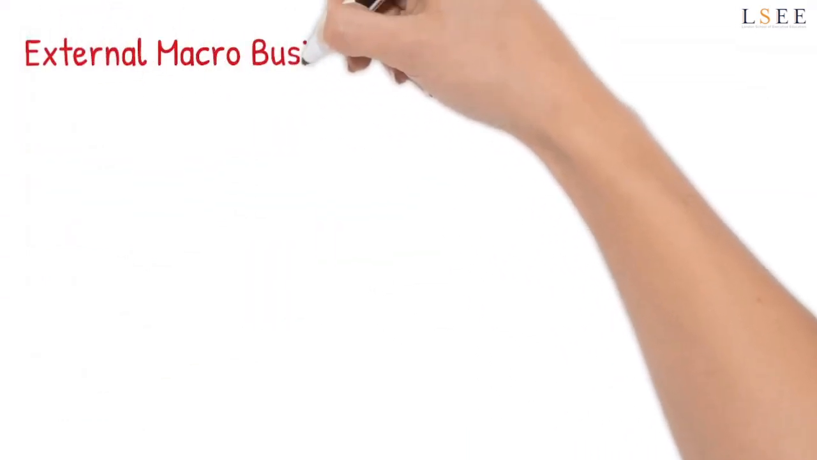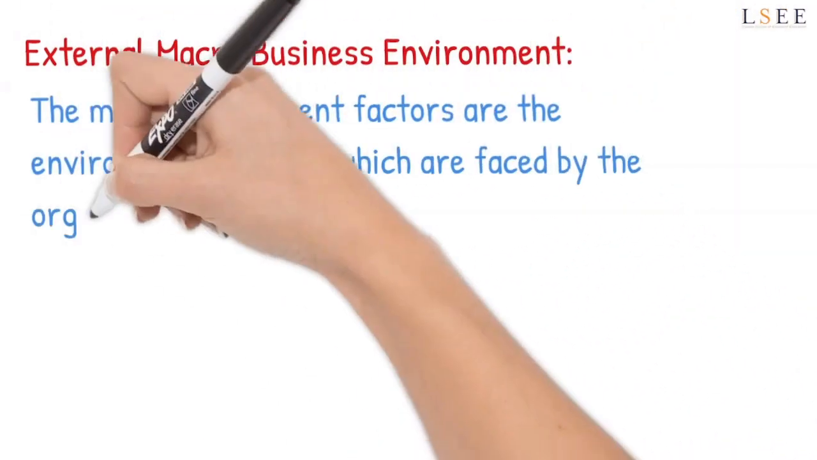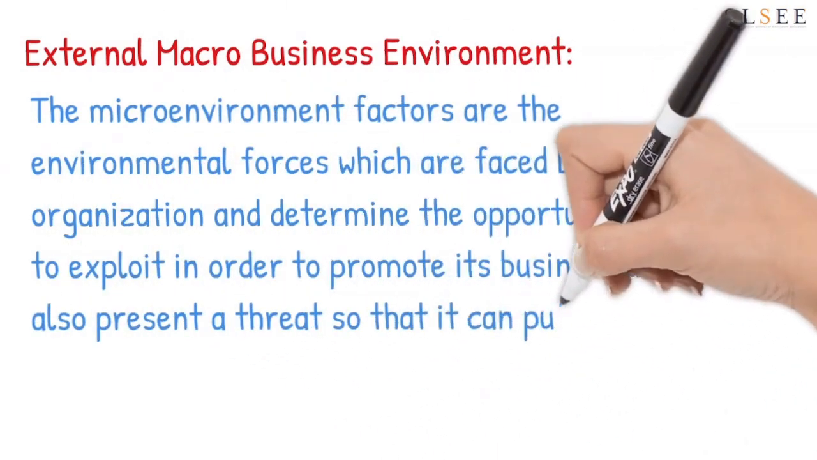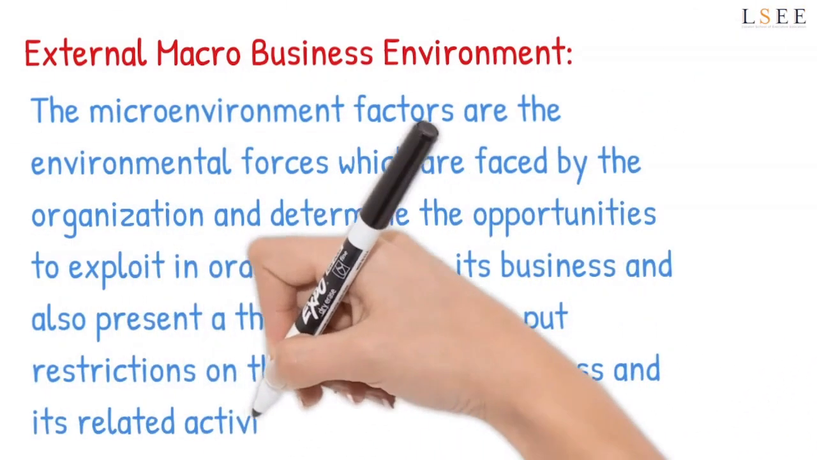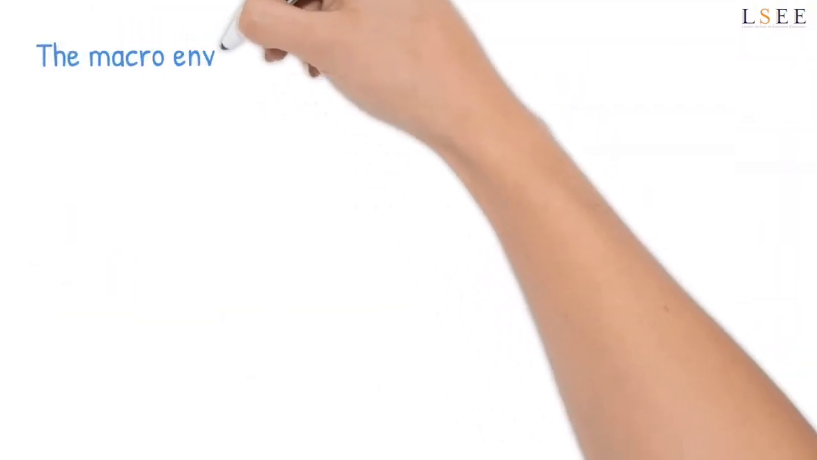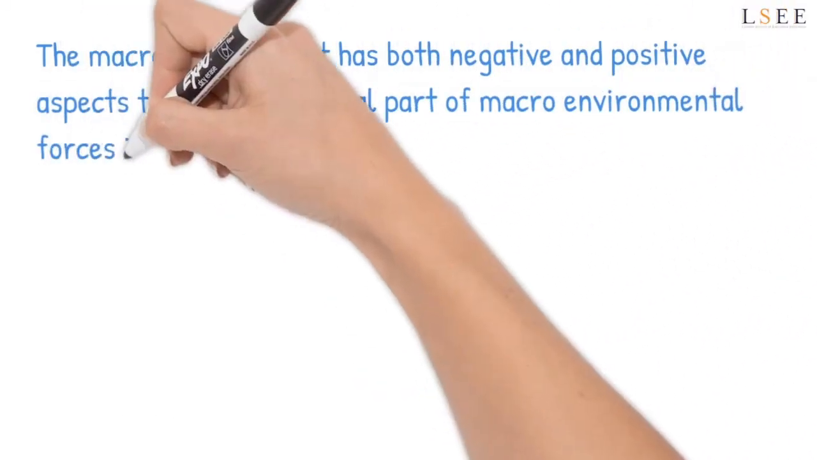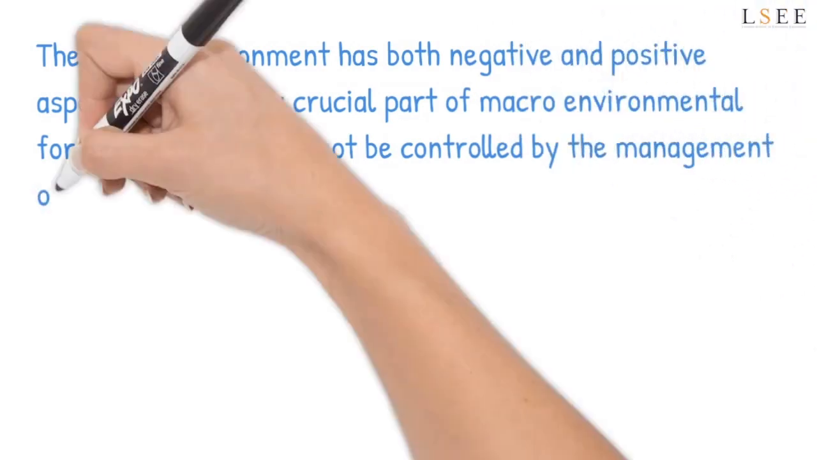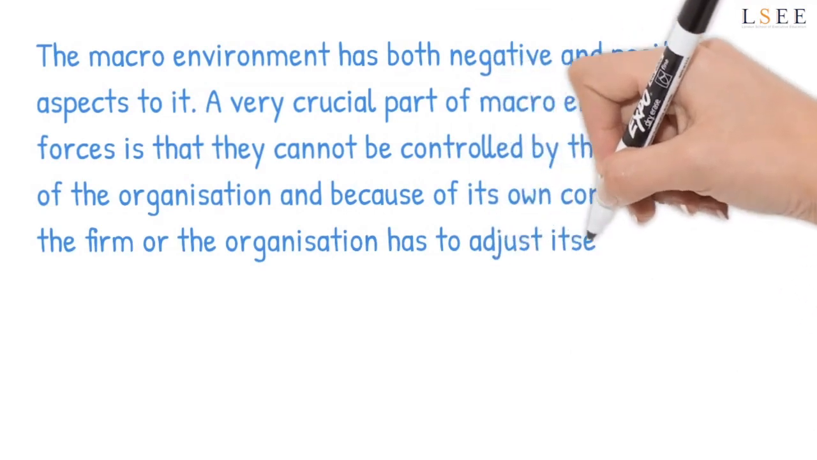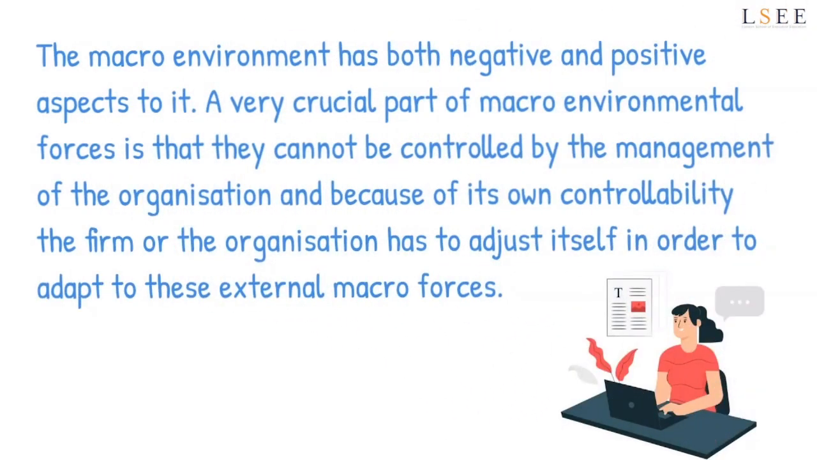External macro business environment. The macro environment factors are the environmental forces which are faced by the organization and determine the opportunities to exploit in order to promote its business, and also present a threat so that it can put restrictions on the expansion of business and its related activities. The macro environment has both negative and positive aspects to it. A very crucial part of macro environmental forces is that they cannot be controlled by the management of the organization, and because of this lack of controllability, the firm or the organization has to adjust itself in order to adapt to these external macro forces.